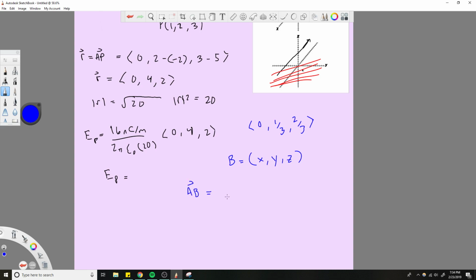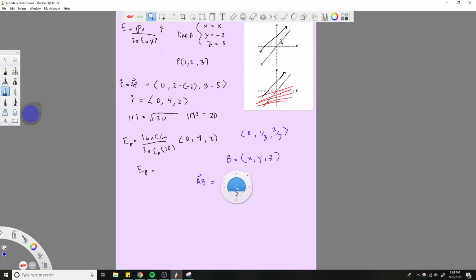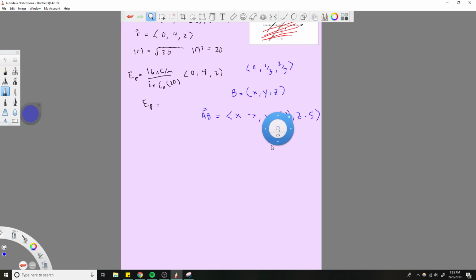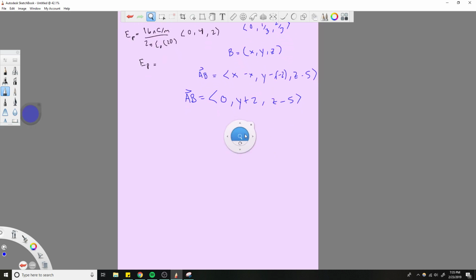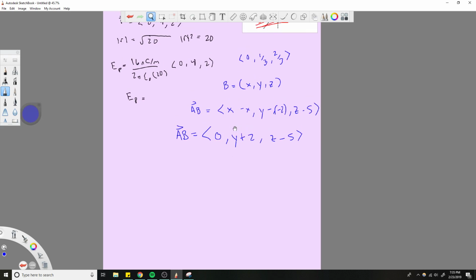Well, AB would be equal to, I'm just taking this line equation here and subtracting B by the line equation. So it'd be x minus x, y minus -2, and then z minus 5. So for any point, we would have something of this form: y plus 2, z minus 5. Well, this really doesn't tell us much, right? Because you still have y as a variable, and you still have z as a variable.